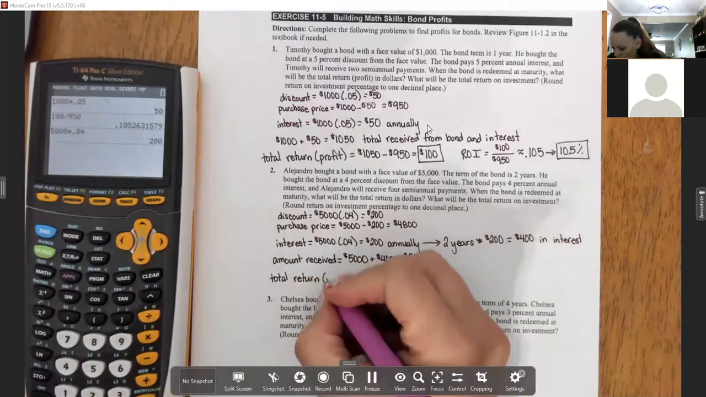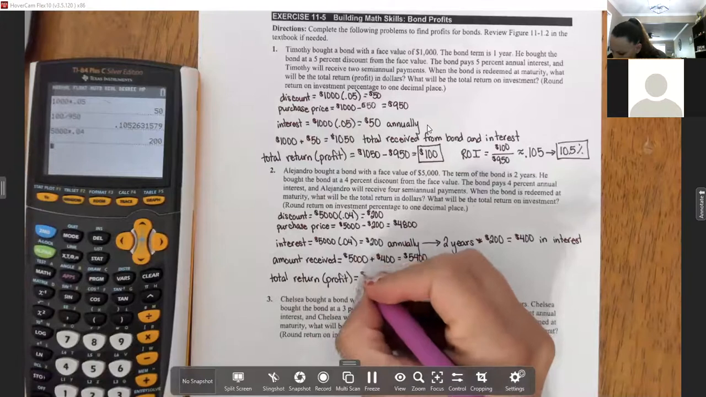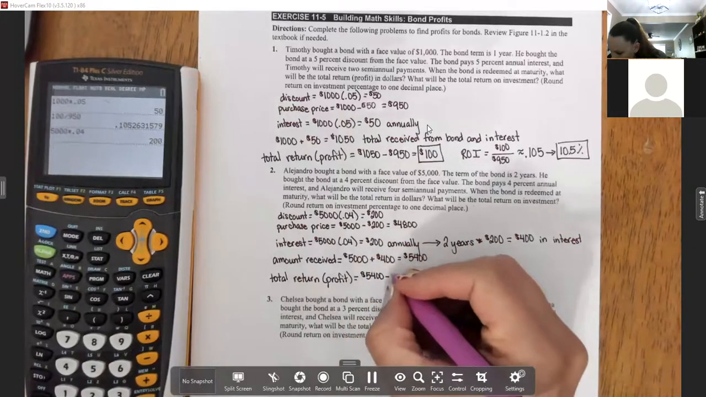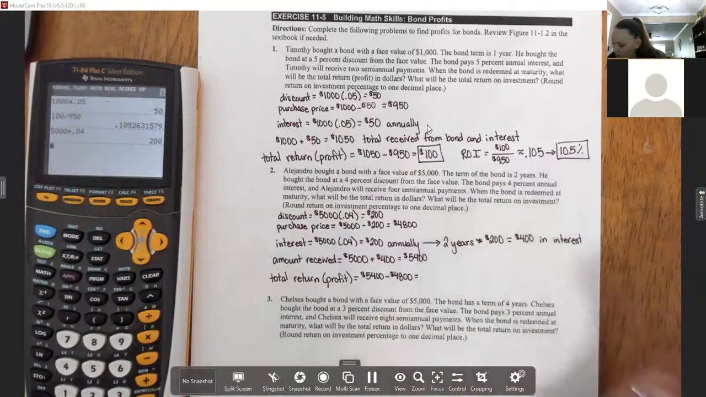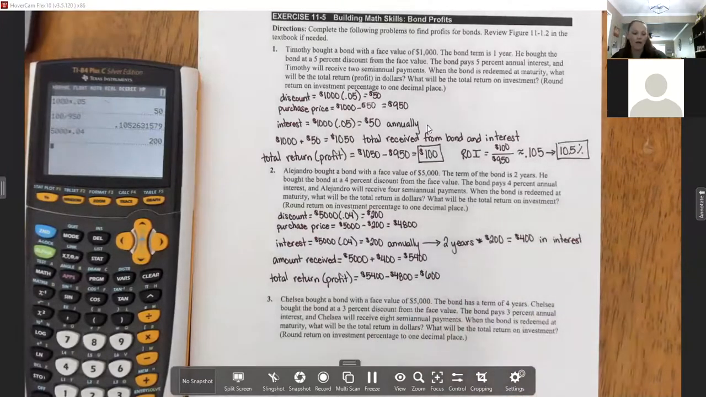So the total return, or the profit, would be $5,400 minus the $4,800 that he spent to buy this. So the profit here is $600.